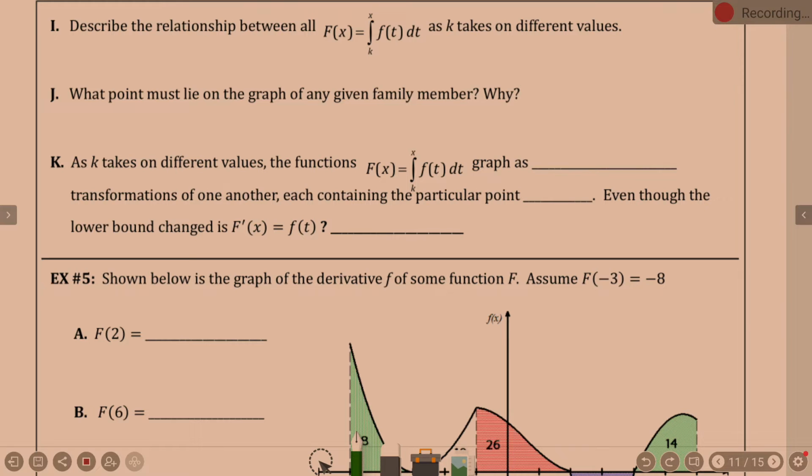Describe the relationship between f of x equals the integral from k to x of f of t dt as k takes on different values. Well, I kind of just gave that away. I was thinking we didn't have to write it down. What's happening? Depending on the value of k will determine a vertical shift, a vertical translation. So all f of x functions are vertical shifts of each other.